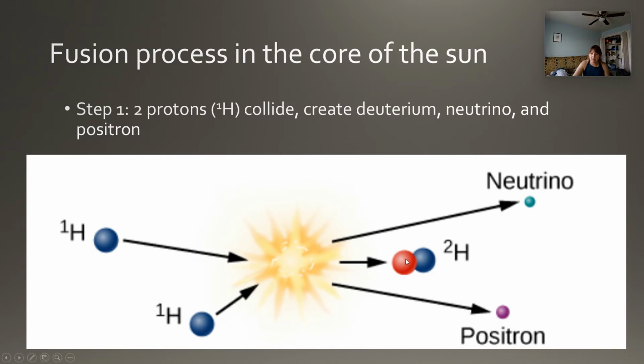one neutron. In the process, a positron is also created because here I've got two positive charges coming in. I've got one positive charge in this new nucleus, and so there's another positive particle that's created. There's also a neutrino that's emitted.